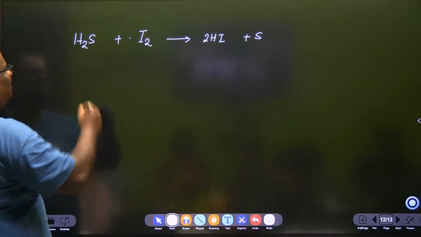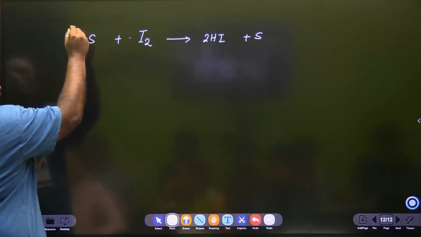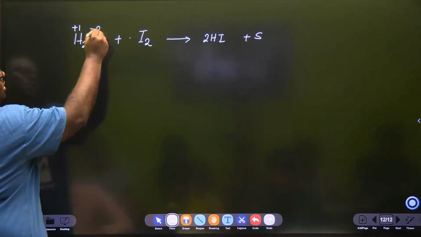Look at this. Now sulfur we don't know. Hydrogen is +1, so sulfur should be -2.